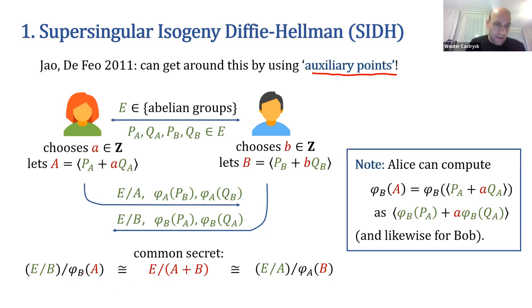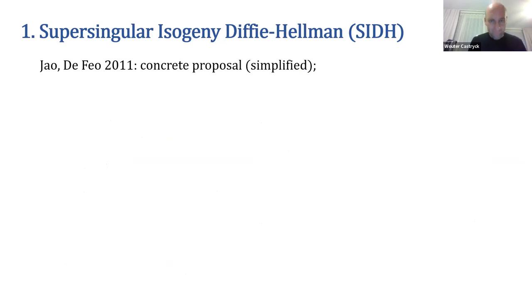How does this work? Well, remember, Alice somehow has to manage to be able to view her own secret group inside E modulo B. But thanks to these auxiliary images, this works because phi B of A, and because this is a group homomorphism, can be written as the group generated by phi B of PA, which is one of these points that Bob sends, plus A times phi B of QA, which is the other point that Bob sends. So Alice can really compute phi B of A, and likewise for Bob. So this is the high-level view on supersingular isogeny Diffie-Hellman.